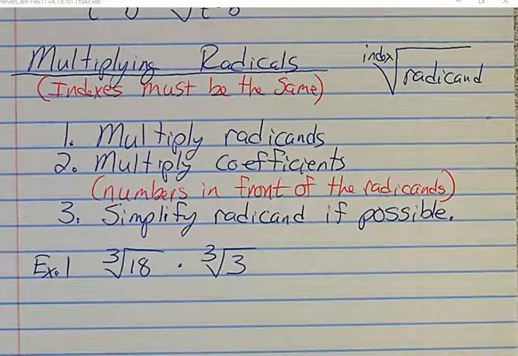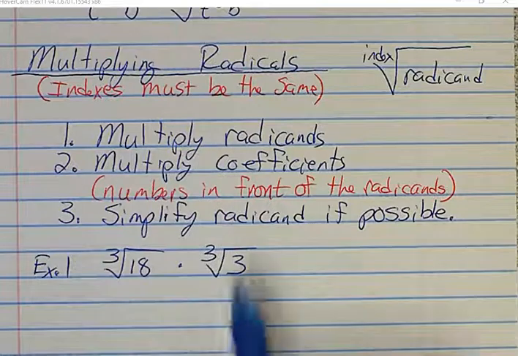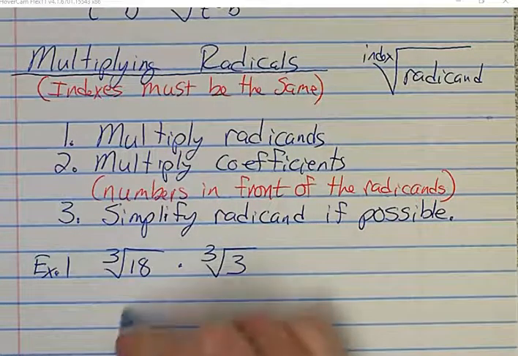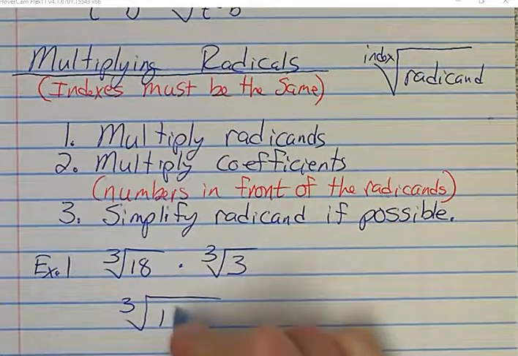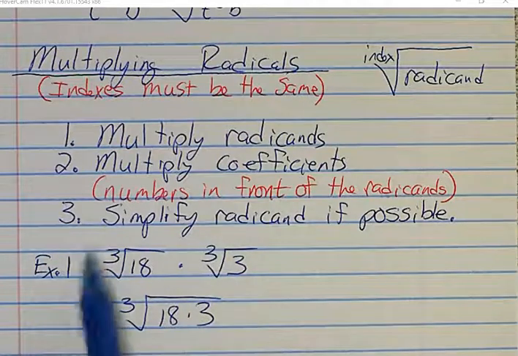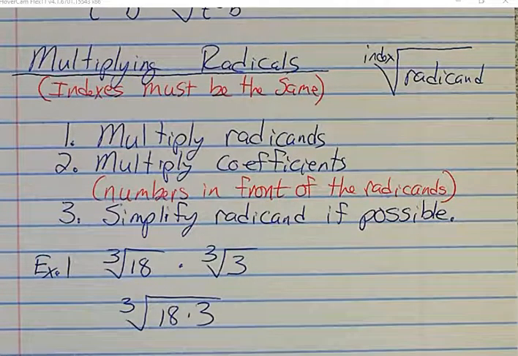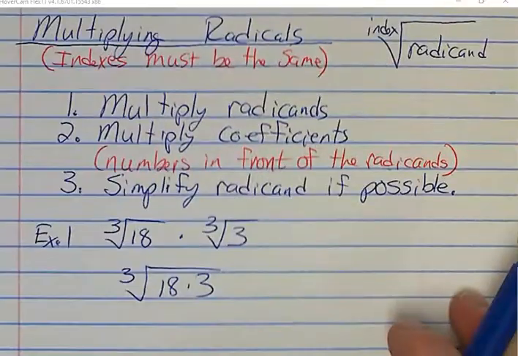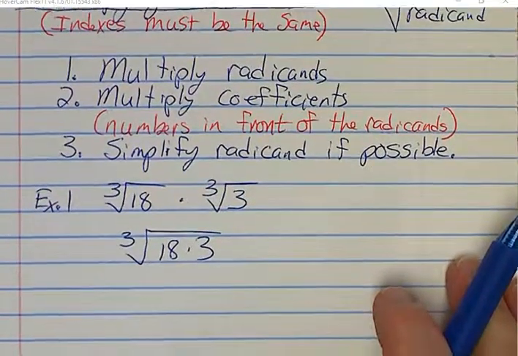So for this one, first thing is we're going to multiply the radicand. So we're going to put it together, make it the third root of 18 times 3. Okay. There's no coefficients. You don't have any numbers in front of the radicands, so we're not going to worry about step 2. Now we're going to simplify it. And here's the thing we're going to do for these.